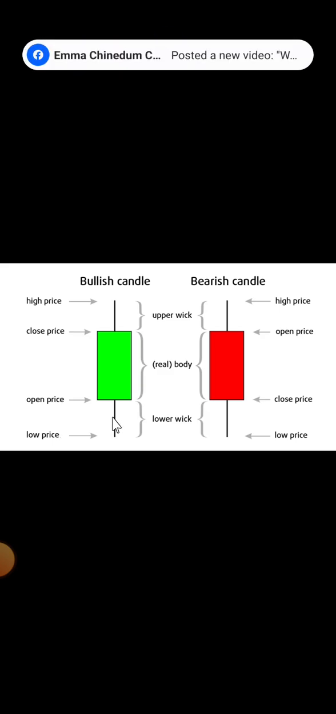So the parts of the candlestick. The first part of the candlestick is the real body. All this you are seeing is the real body of the candle. Then we have some thin lines up and below the candle. Now these thin lines are called wicks, or shadows.